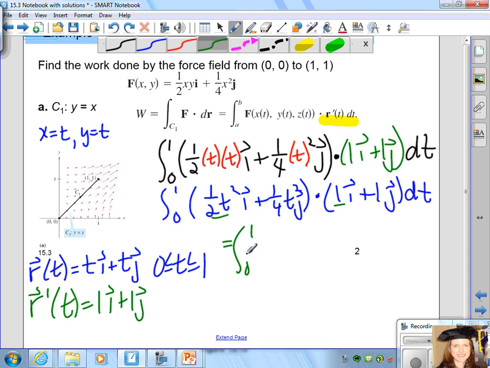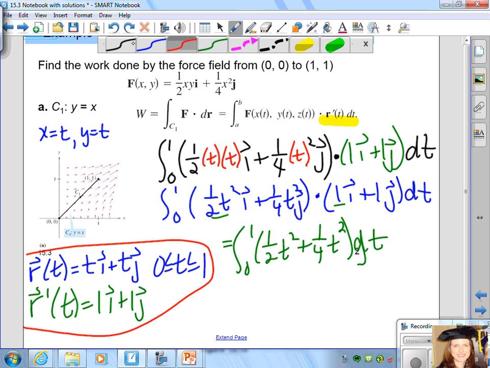So we're going to get the integral from 0 to 1 of 1/2 t squared plus, when we multiply 1/4 t cubed times 1, we get 1/4 t, I'm sorry, that should be squared, not cubed, times our dt. Now if we simplify this, we get the definite integral from 0 to 1 of 1/2 t squared plus 1/4 t squared. When we simplify those, we get 3/4 t squared dt.